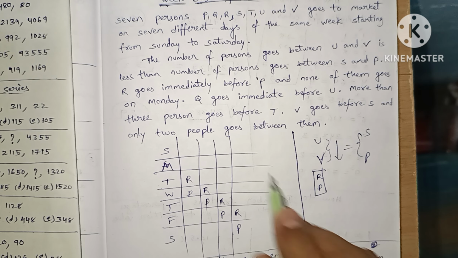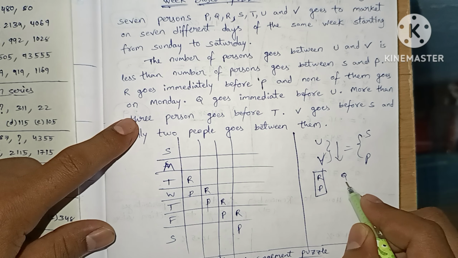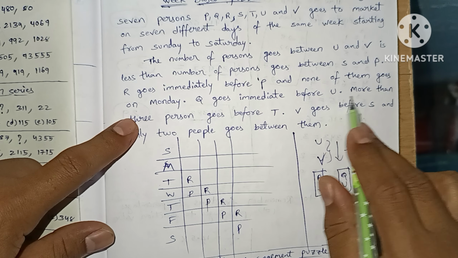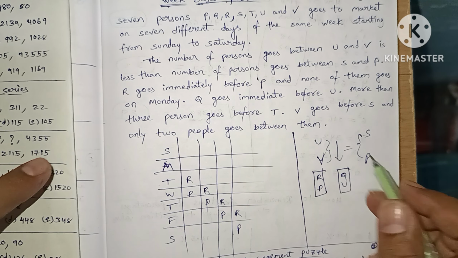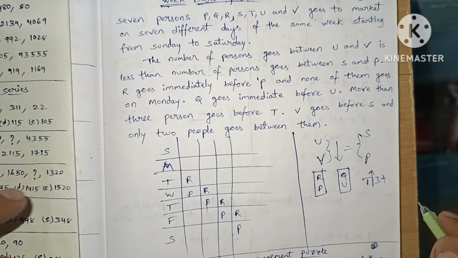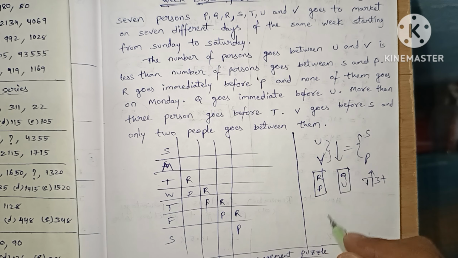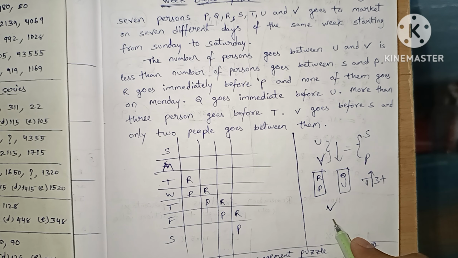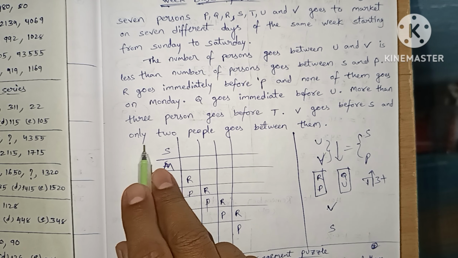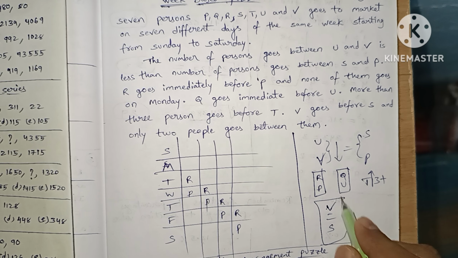Now let's see the question. Q goes immediately before U. More than 3 persons go before T. And V goes before S, and only 2 people go between them. Means this one. Okay.